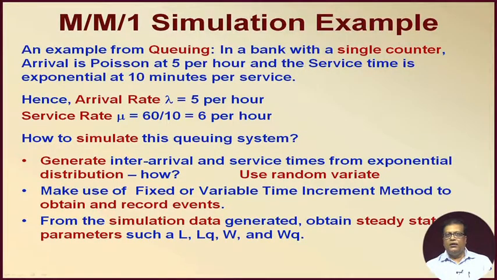Again, we have to generate the inter-arrival time and the service time from the exponential distribution. How? Use the random variate. Then use either the fixed time or variable time method to record all that is happening in the queuing system, so that you can calculate the different parameters. Then finally obtain all these parameters and interpret how the queuing system has performed. So, that is the essential idea.